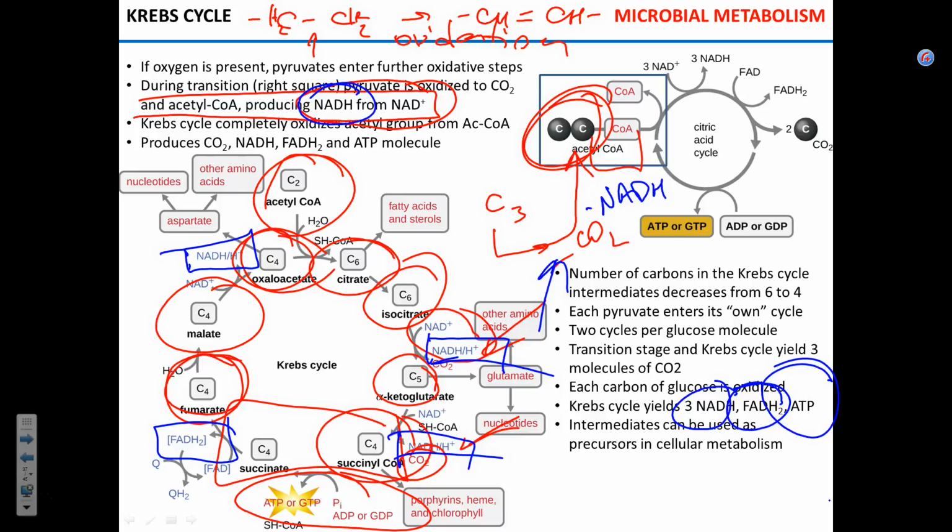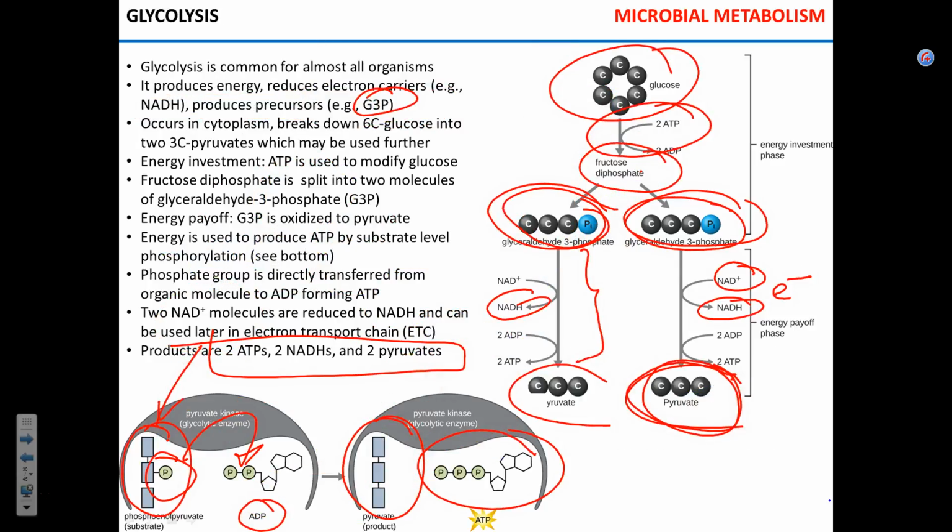How many products of its degradation does one molecule of glucose yield during glycolysis? How many Krebs cycles? Two. Exactly. Each pyruvate molecule initiates, quote unquote, its own Krebs cycle. Does that make sense? Okay.